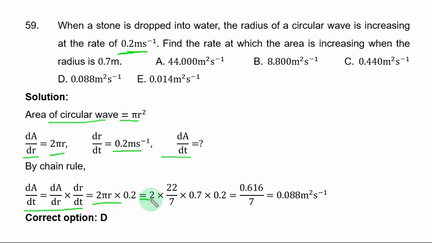So you have 2 times 22 over 7 times radius 0.7 times 0.2. If you multiply, you have this result. After division, you have 0.88 meter square per second. The correct option is D.